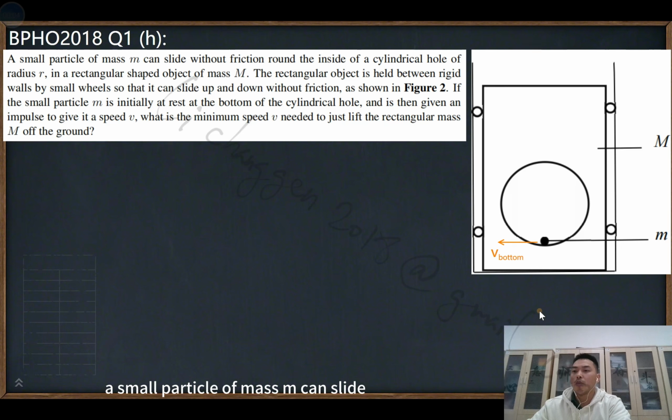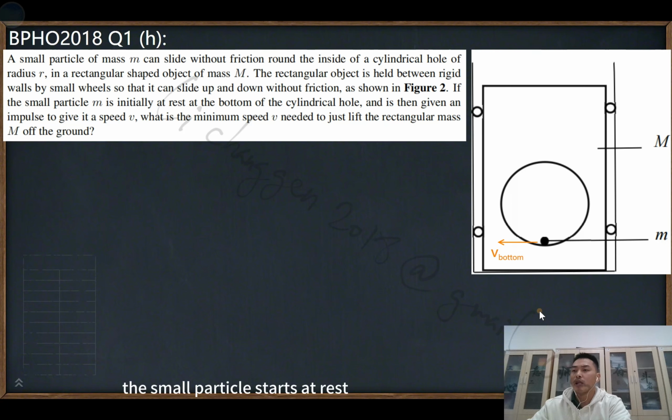A small particle of mass m can slide without friction around the inside of a cylindrical hull of radius r, which is built into a rectangle-shaped object of mass M. This rectangle object is supported between two rigid vertical walls by small wheels, allowing it to slide up and down without friction as shown in figure.